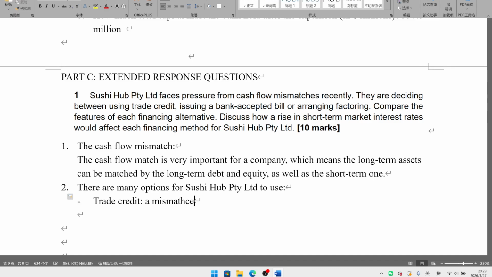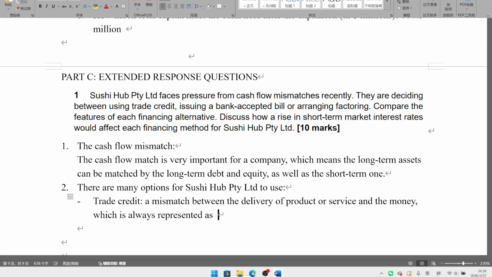It's a mismatch between the various products or services and the money, which is always represented as a receivable.